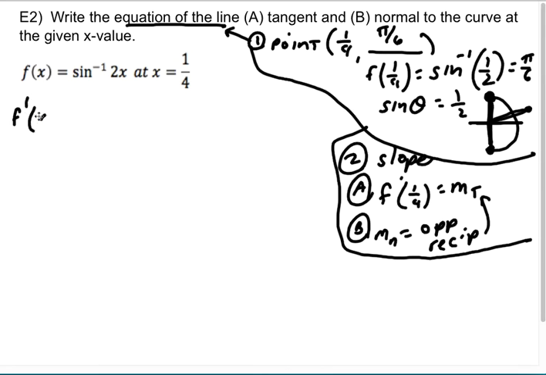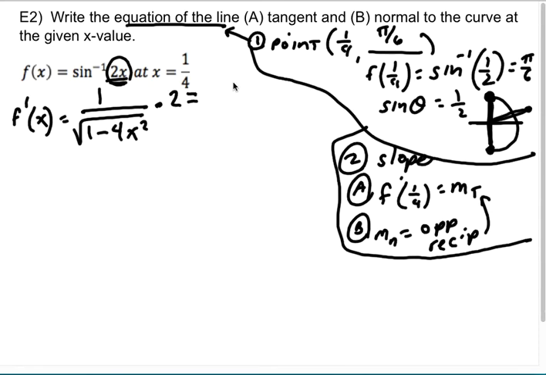So f prime of x, when I differentiate an arc sine, I'm going to get 1 over the square root of 1 minus whatever stuff is in the arc sine squared. So that's going to be a 2x quantity squared, which is going to be a 4x squared, right? Times, and then because there's something inside the arc sine, I need to do the chain rule, and the derivative of 2x is 2. So I'm going to get that this is a 2 over the square root of 1 minus 4x squared. Great.